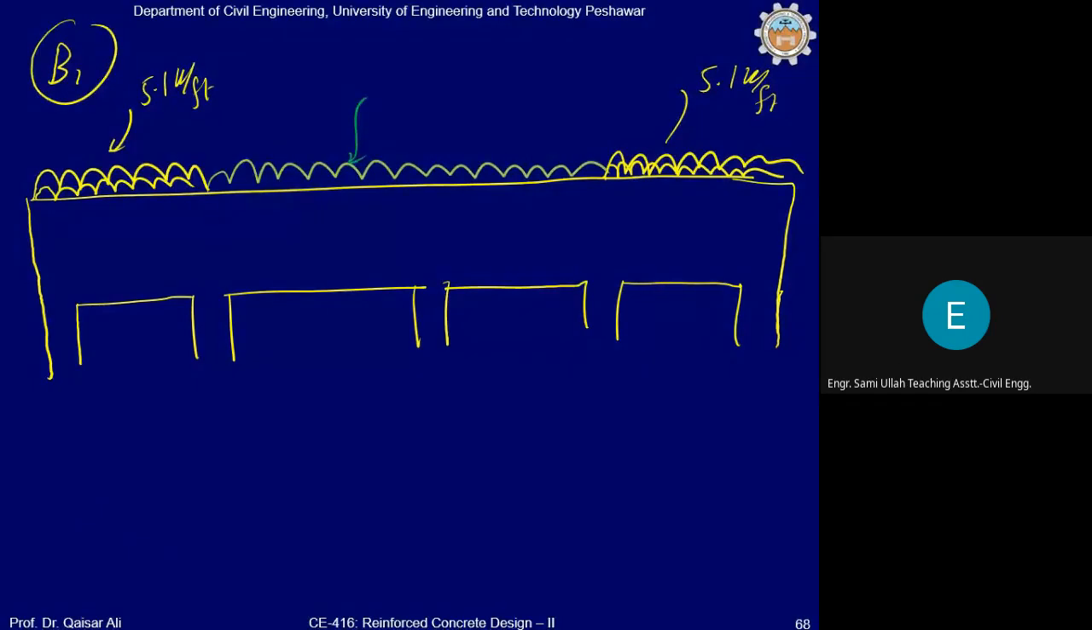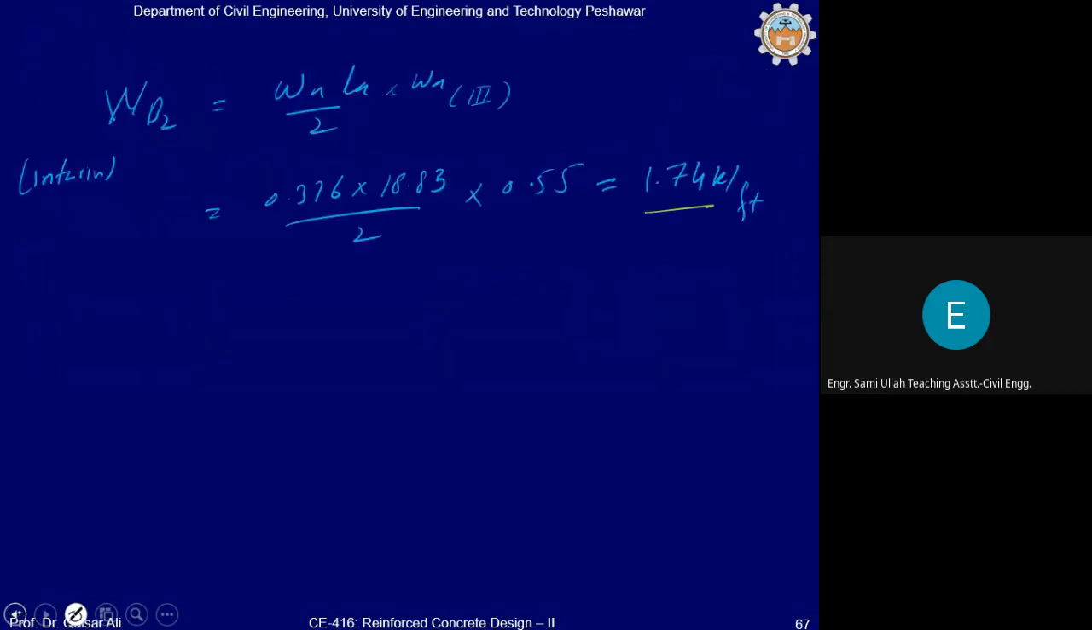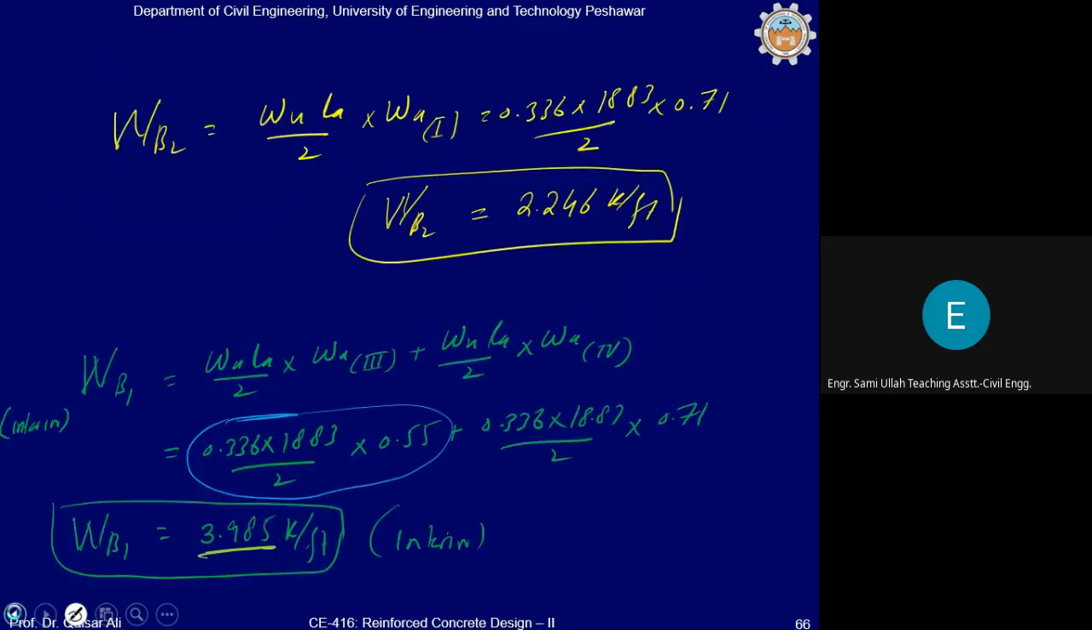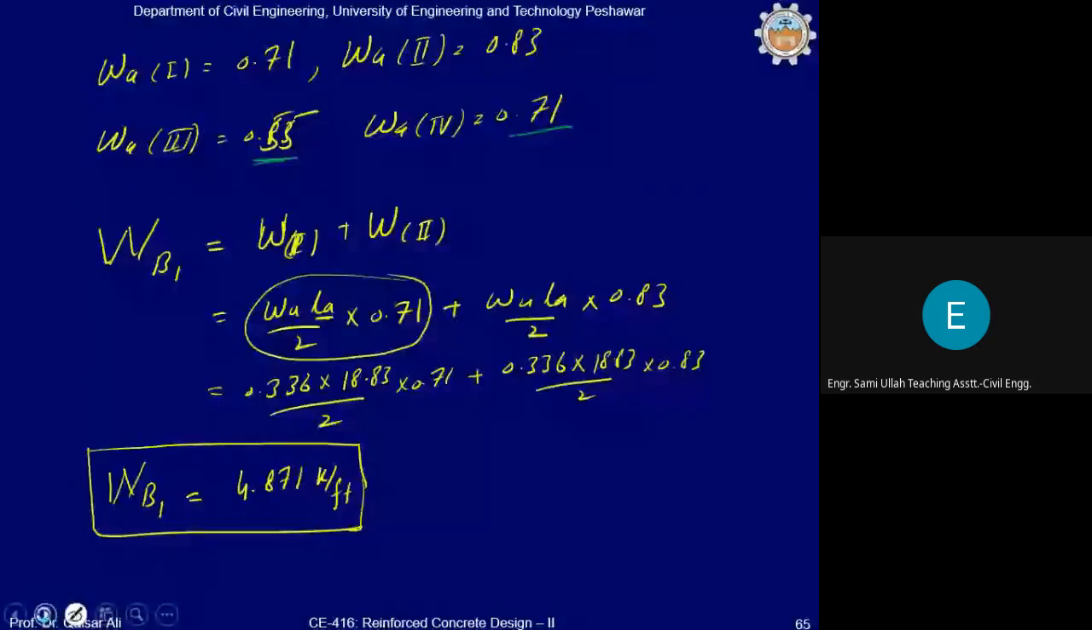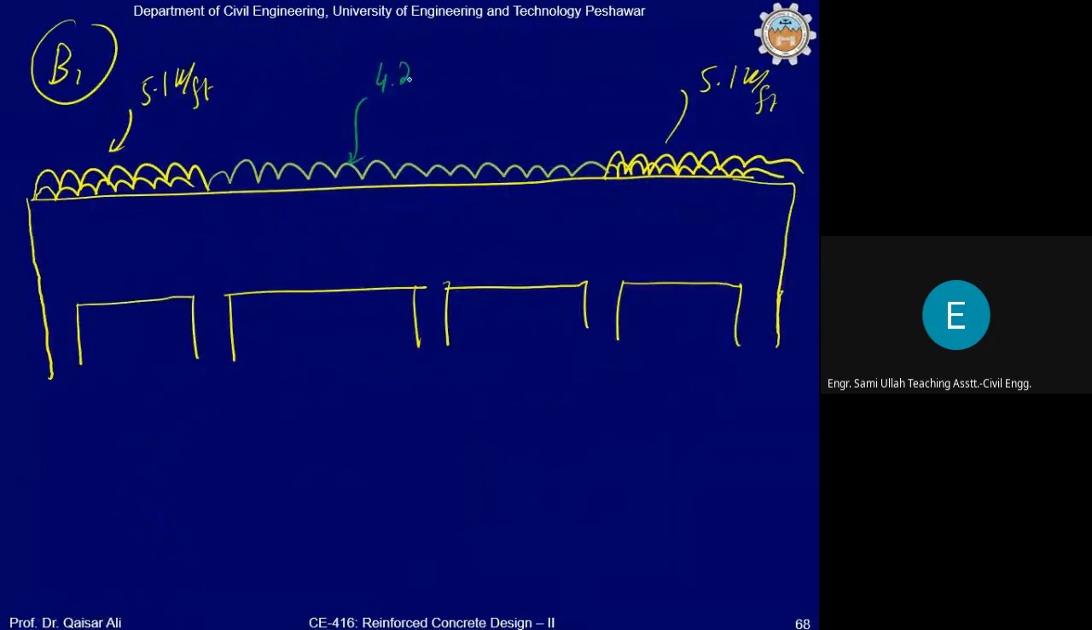Load acting on interior span. How much was the loading? 4.22. Okay. So the load acting on the interior span is 4.22 kip per foot. Clear? यहाँ तक कोई क्वेश्चन है? Any question? No, sir.